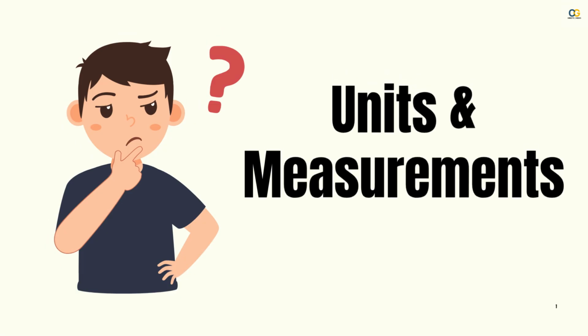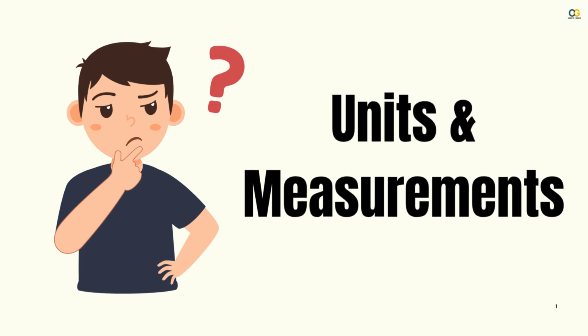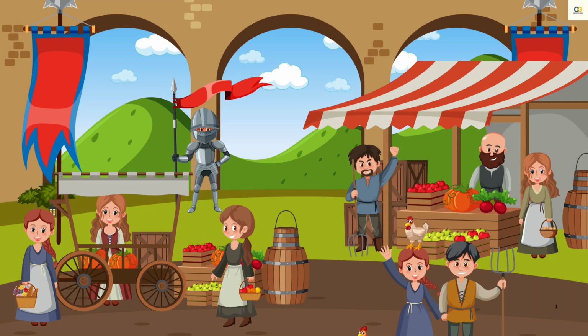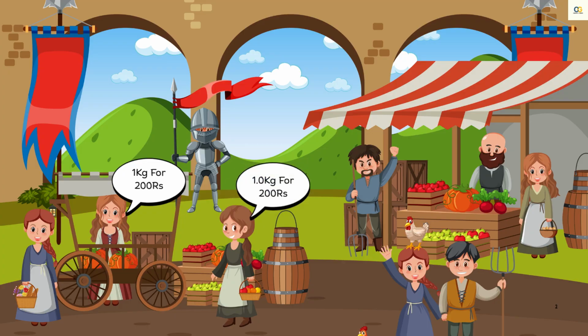Confused with what are units and measurements? Let us understand everything of this chapter through a story. Once you went to a market and you heard different fruit sellers saying 1 kg apples are 200, and another vendor says 1.0 kg apples are for 200, and another vendor says 1.00 kg apples are for 200 rupees. Well, essentially all of them mean the same thing, but what does it imply?